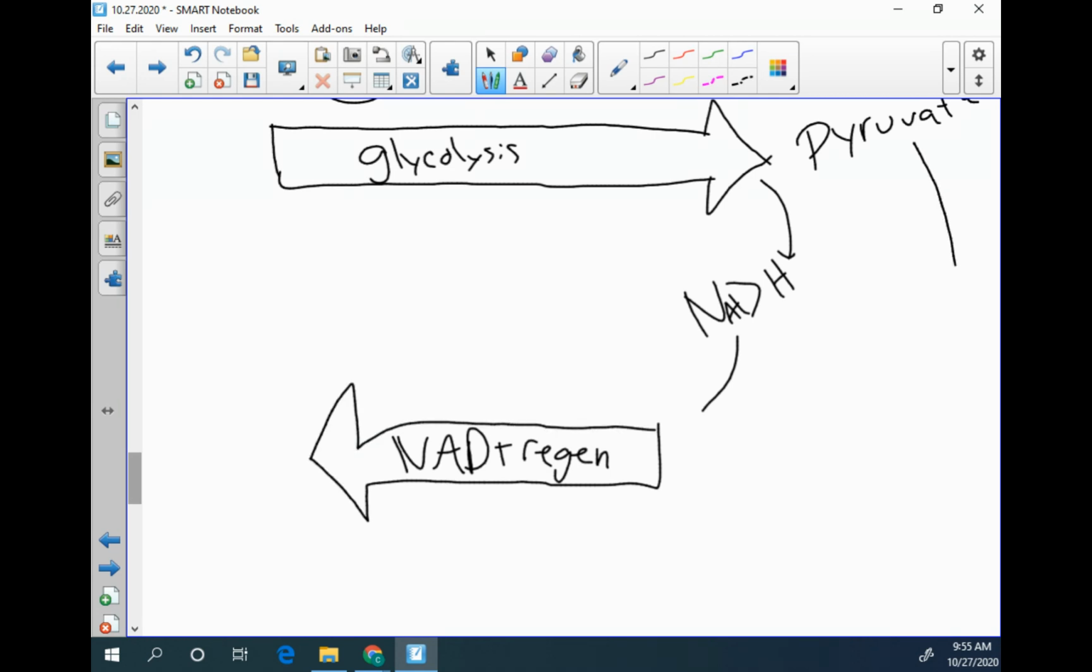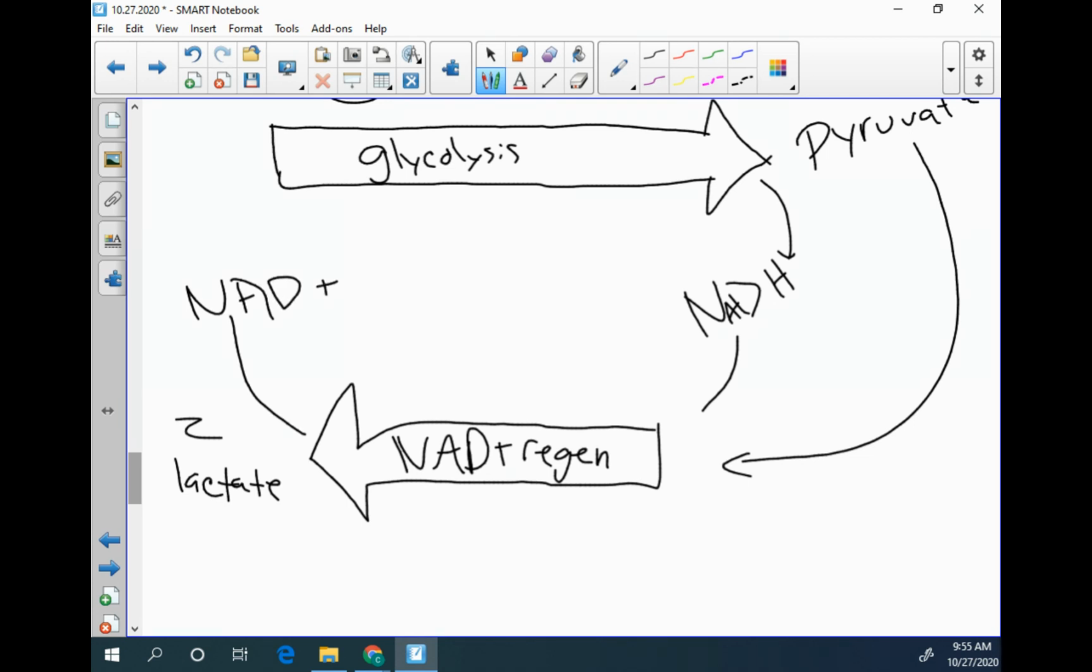And that pyruvate gets turned into 2-lactate. And like I said, that lactate is just an ionized form of lactic acid. If you want to put lactic acid there, it probably wouldn't hurt. This gives us our NAD plus back, and that NAD plus can go back and do its job in glycolysis. So that's fermentation. Now, first of all, do I have any questions?